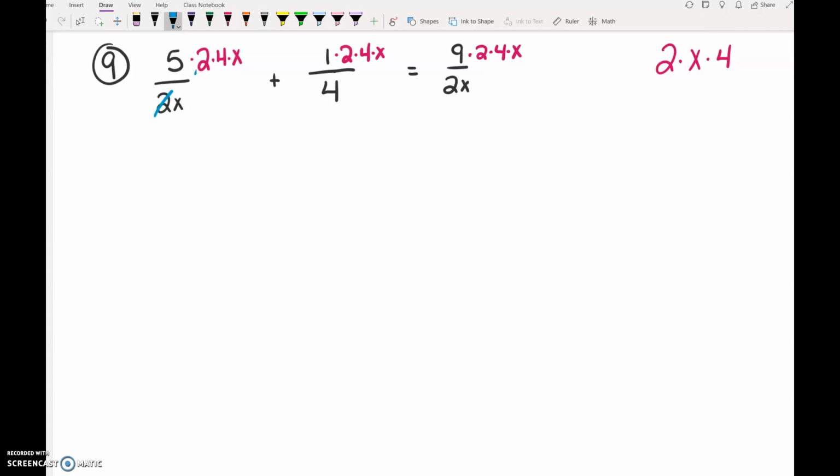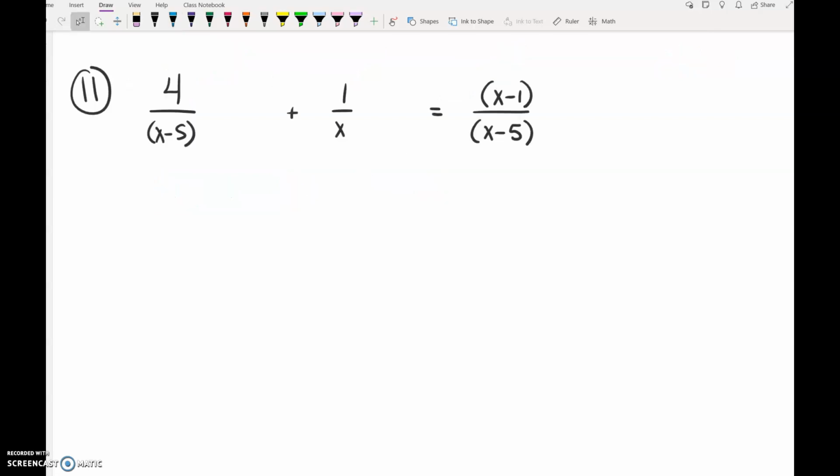The 2 cancels, the x cancels. You're left with 5 times 4, which is 20. Then there's a plus sign. The 4 cancels. You're left with 1 times 2 times x, so that would be 2x. The 2 cancels, the x cancels, you're left with 9 times 4, which is 36. Do you feel like that's an equation that you would know how to finish solving completely on your own? I think so.